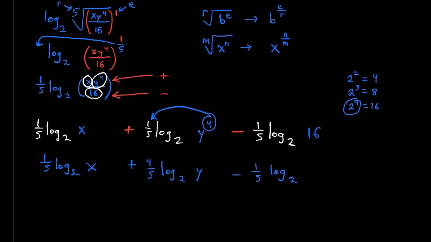And you rewrite the 16 as 2 to the 4th. And now, when it's like this, you can bring the exponent down to the front, where it's going to multiply with the 1 in the fraction. So this will now say 4 over 5, log base 2 of 2. The other ones are done. There's nothing else to do with those.